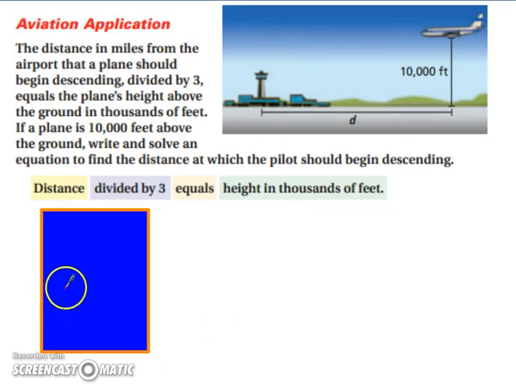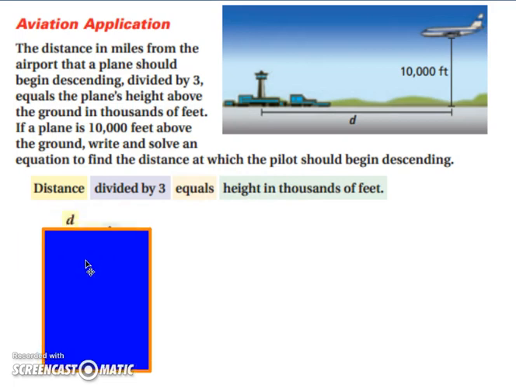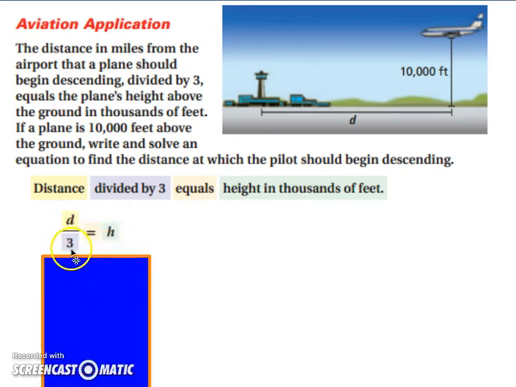Let's look at an aviation application. The distance in miles from the airport that a plane should begin descending divided by 3 equals the plane's height above the ground in thousands of feet. If a plane is 10,000 feet above the ground, write and solve an equation to find the distance at which the pilot should begin descending. So distance divided by 3 equals height in thousands of feet.